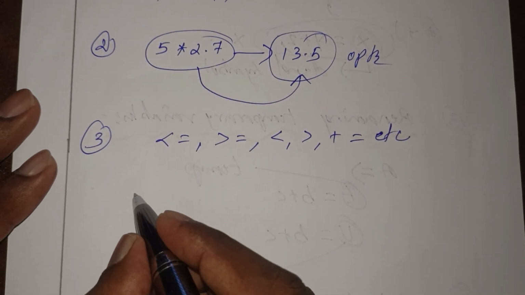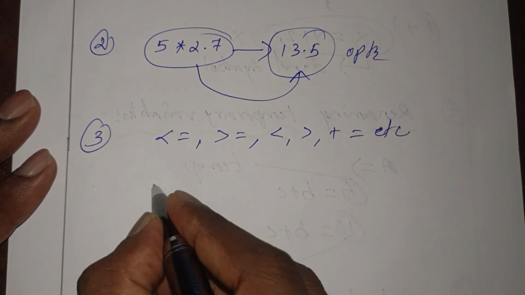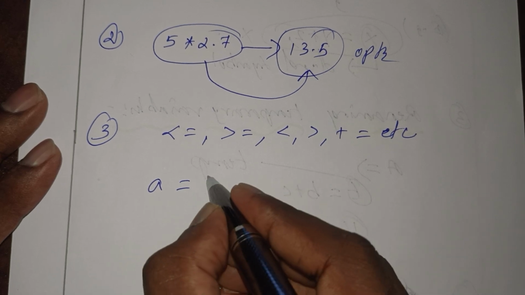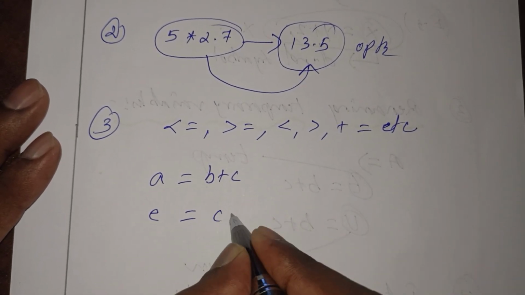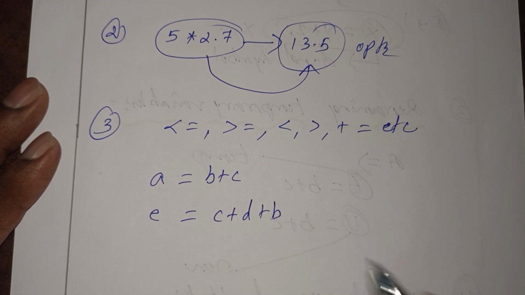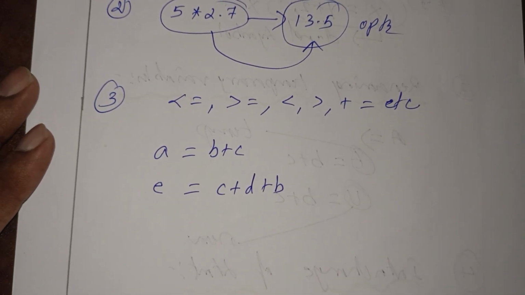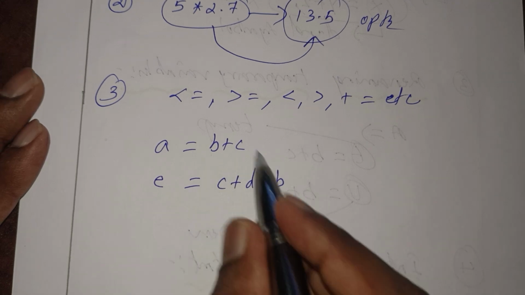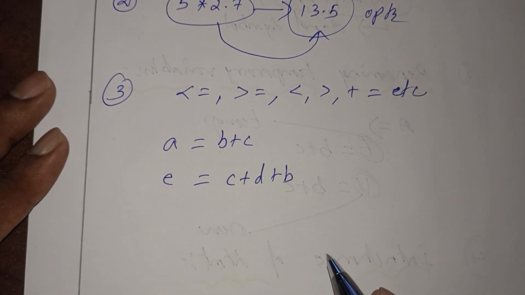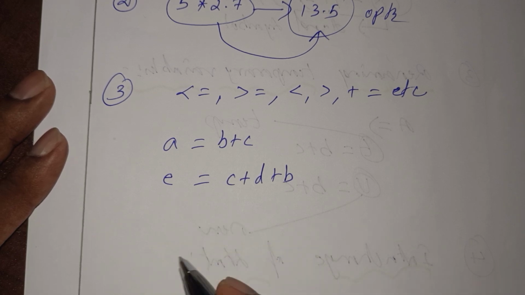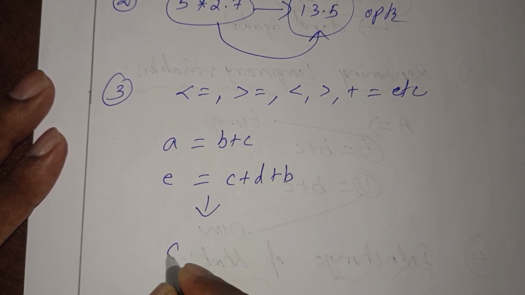Let me give you an example here. Say A is equal to B plus C, and again E is equal to C plus D plus B. Assume these are the statements. I can convert this to intermediate code. How can this code be made intermediate? By having one temporary variable, which makes the code more effective. So here it has been rewritten.